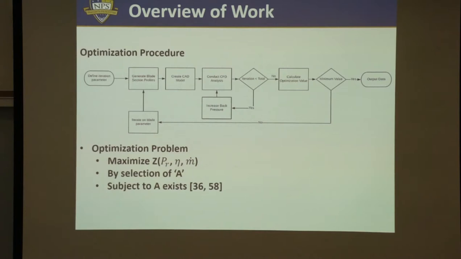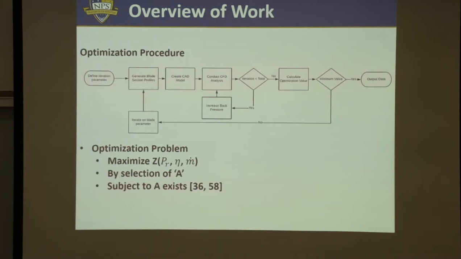So we frame the optimization problem as maximize Z, which is a function of the pressure ratio, the efficiency, and the mass flow rate, by selection of A subject to A existing between 36 and 58. 58 was selected as an upper range for A because beyond 58, the camber angle becomes greater than 90, which is a physically unrealistic camber angle. And then 36 was chosen as the lower limit because of the difficulties in running CFD at less than that value.